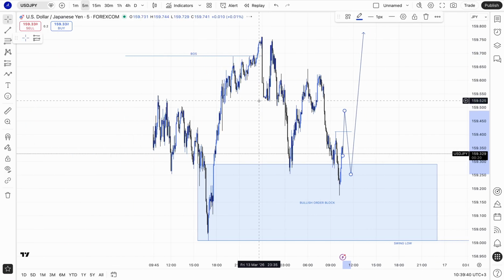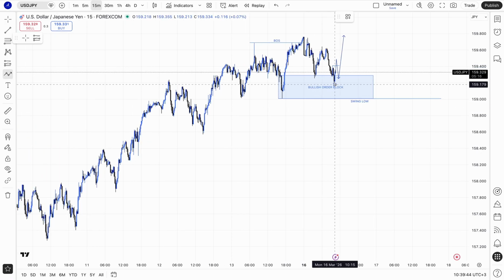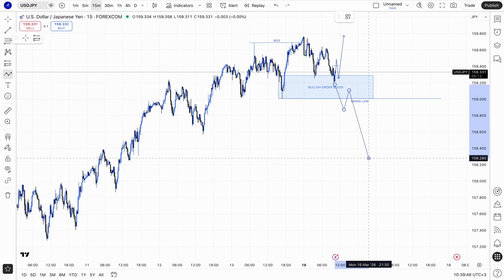Then scenario number 2. Scenario number 2 is also very, very simple. If the price disrespects this order block, then I just wait for the retest, then a continuation to the downside.